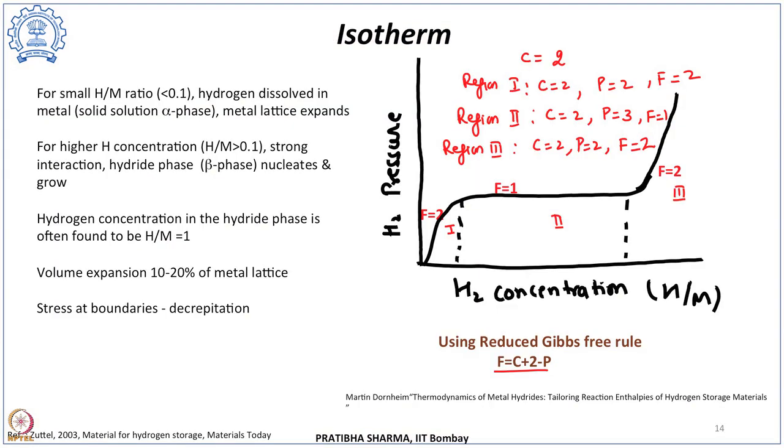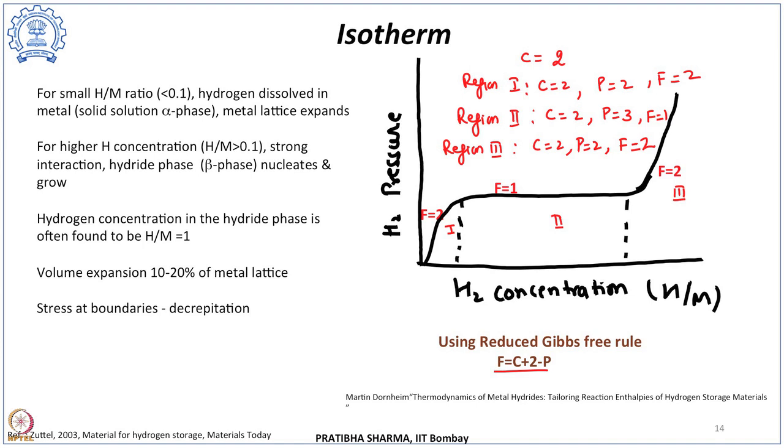Now when we measure how much is the hydrogen uptake, what we do is we plot the isotherms. This is an ideal isotherm shown here as a function of concentration of hydrogen. So the amount of hydrogen being taken up by the material, H by M, hydrogen by metal ratio, is plotted as a function of pressure.